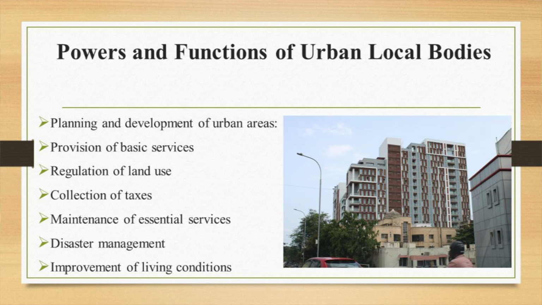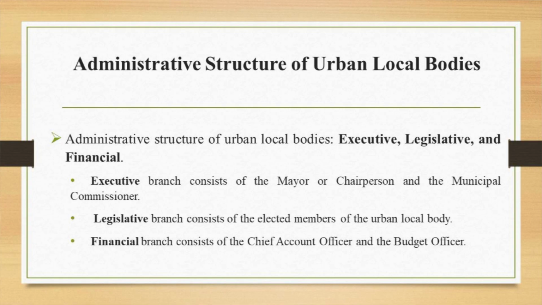provisions of basic services such as water supply, sewage, etc., regulation of land use, collection of taxes, maintenance of essential services, disaster management, improvement of living conditions, etc. Let us look at the administrative structure of urban local bodies, which includes executive, legislative and financial categories. Executive branch consists of mayor and chairperson and the municipal commissioner.